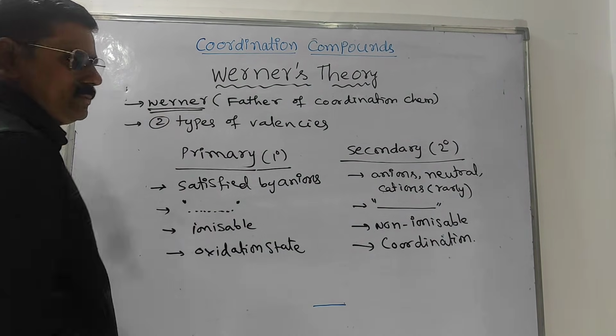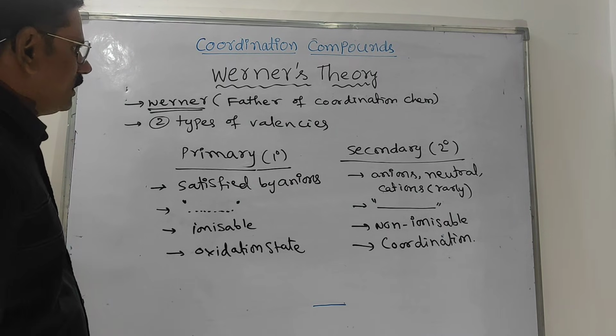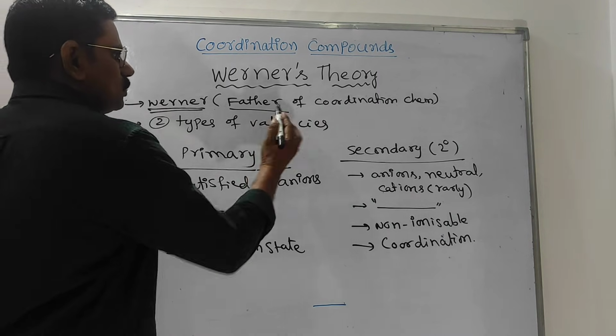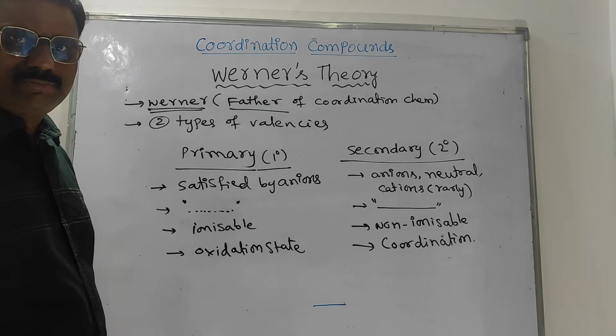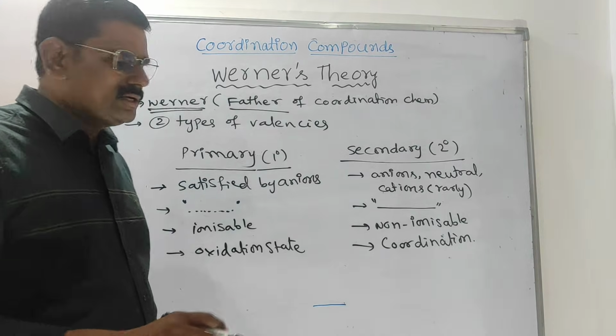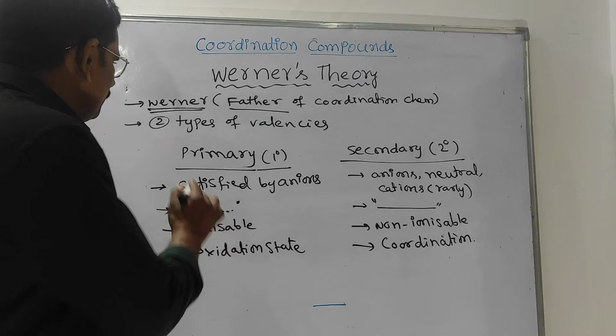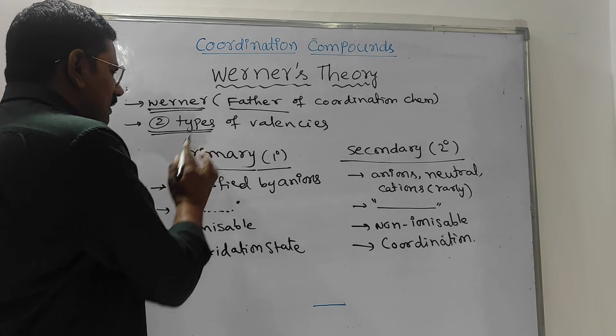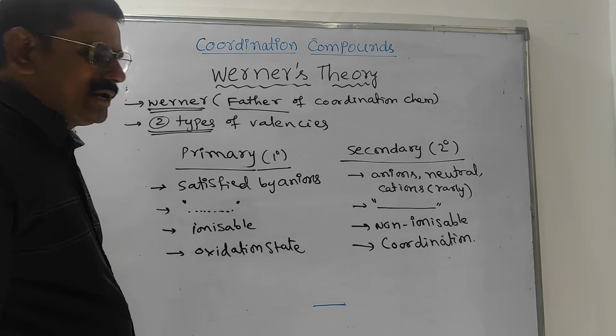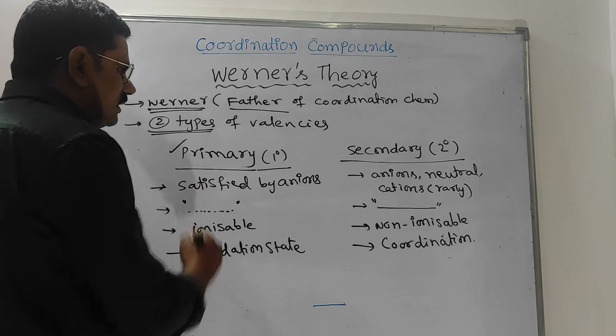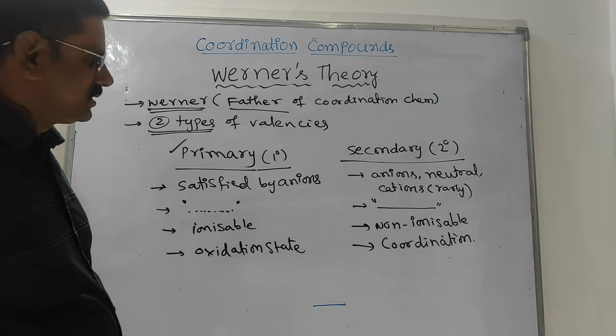This theory was proposed by Alfred Werner. Hence, he is also known as the father of coordination chemistry. Who is the father of coordination chemistry? Alfred Werner. According to Werner's theory, a metal ion or a transition metal ion exhibits two types of valencies. One is primary valency, the other is secondary valency.